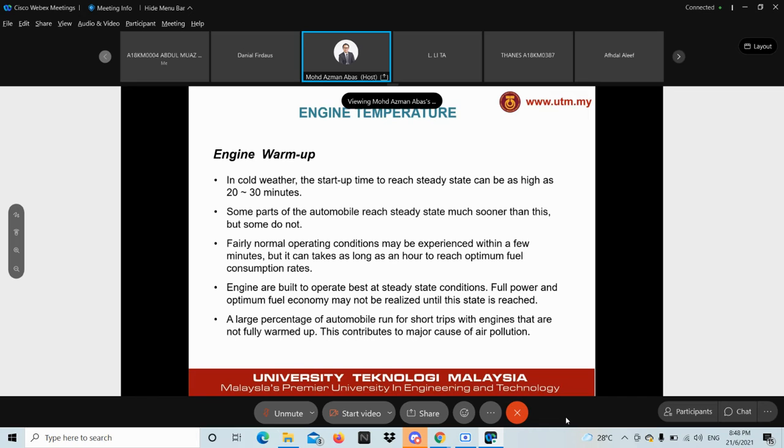A large percentage of automobiles run for short trips with engines that are not fully warmed up. This contributes to a major cause of air pollution, of course. Okay, when the engine or its components haven't reached the normal or desired working temperature, it will definitely consume more fuel. Hence, you emit more pollution.